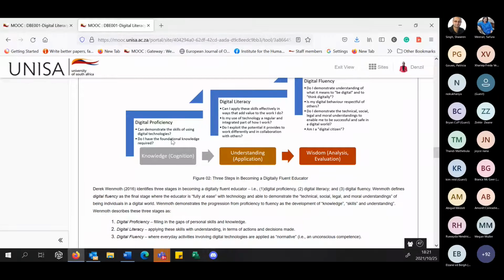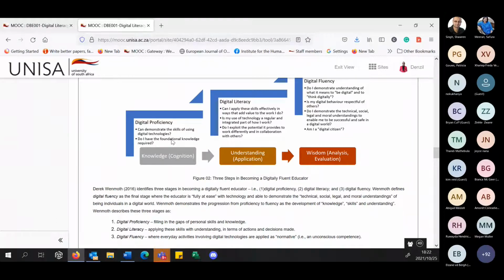The next step is what we call digital literacy, right? The second step is, can I apply these skills effectively in ways that add value to my work, right? Is my use of technology a regular and integrated part of how I work? And do I exploit the potential it provides to work differently and in collaboration with others? So that's the second stage, digital literacy.